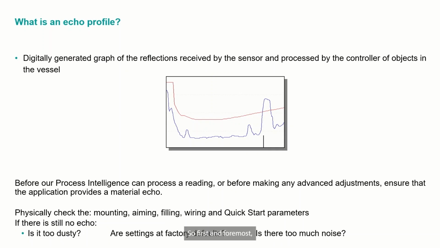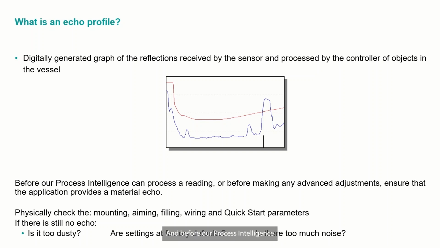So first and foremost, what is an echo profile? An echo profile is a digitally generated graph of the reflections received by the sensor and processed by the controller of objects in the vessel. So this is anything that's in there. It's the material, it's pumps, it's pipes, it's ladders, it's fill streams, it's ripples, anything that's in there that's going to provide a reflection or an echo back to the sensor. That's what we're going to represent on the echo profile.